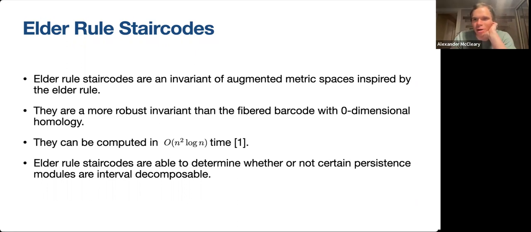And one very nice thing about elder rule staircodes is that they are able to determine whether or not certain persistence modules are interval decomposable. This is something that the rank invariant can't do. Of course, again, I want to emphasize that this is just a specific case and not in general. Elder rule staircodes only apply to a specific case. But determining when a persistence module is interval decomposable is something that the rank invariant can't do.